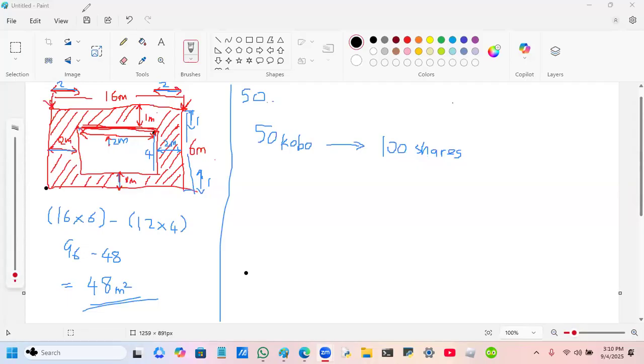What next did they now say? How many shares can be bought with 1,500 naira? Is it 1,500? Yes, okay, good. 1,500 naira. We have to change this 1,500 naira to kobo. Do you understand? And what do we do to change naira to kobo? Tell me quickly.